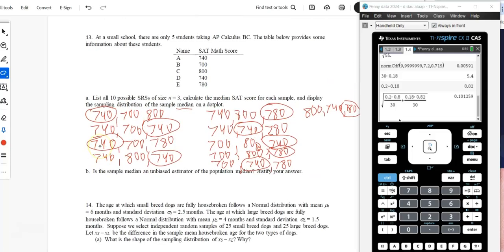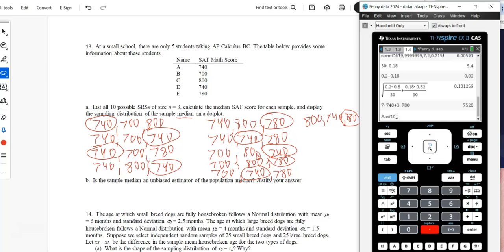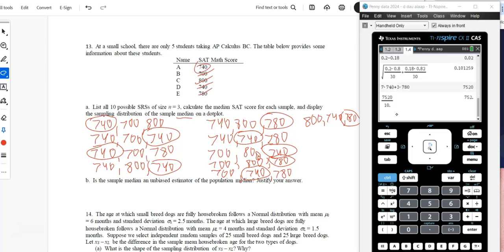Is a sample mean an unbiased estimator? So then you would need to find the mean of all those. So I think it was 7 times 740 plus 3 times 780. That's the total of all those added together. Divide that by 10. I get 752. If I find the median of these, the lowest is this one, the biggest is that one, so it's 740. So 740 doesn't match 752, so it's a biased estimator.